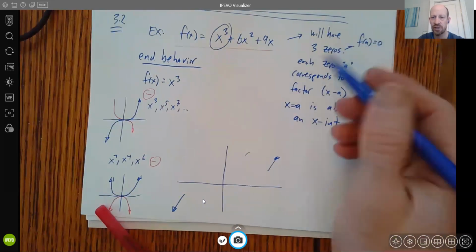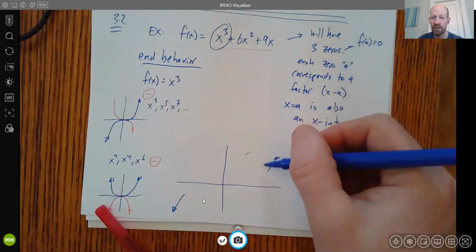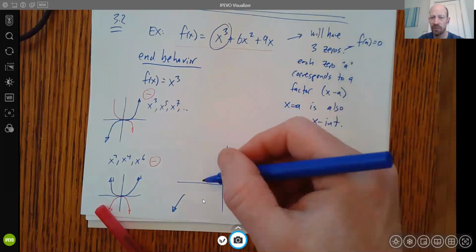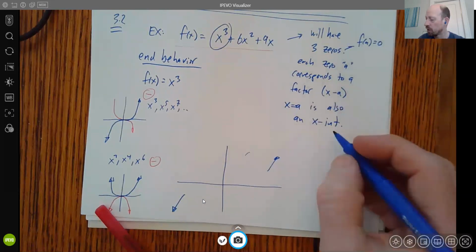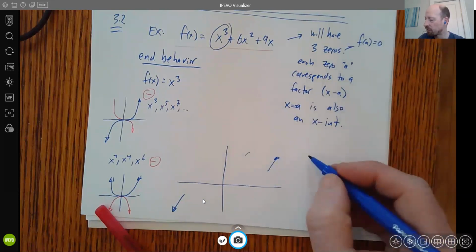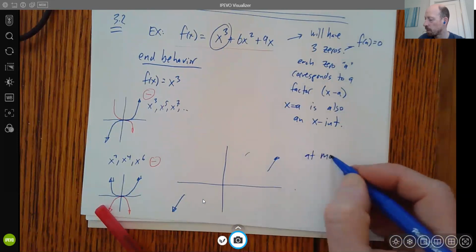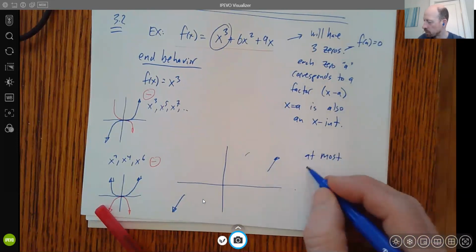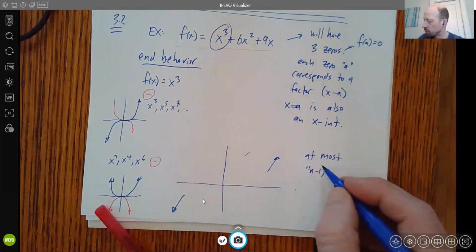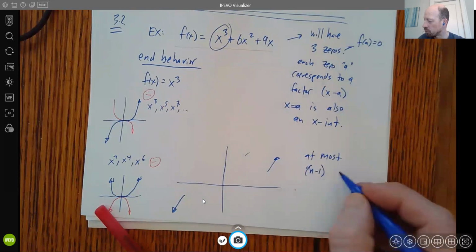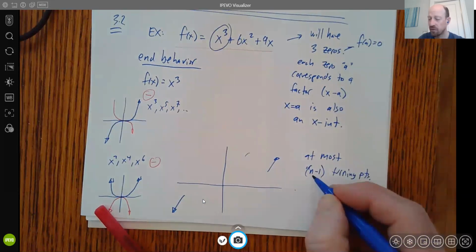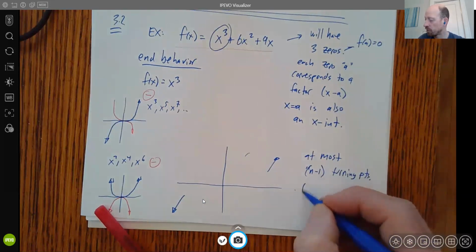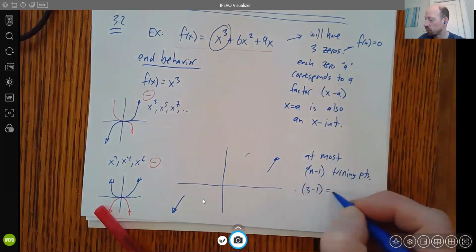And the second question is, what about the zeros? What's happening at the x-intercepts? And what's happening to the polynomial? It turns out that it can have at most n minus 1 turning points, where n is the degree. So for us, that's 3 minus 1, which equals 2.